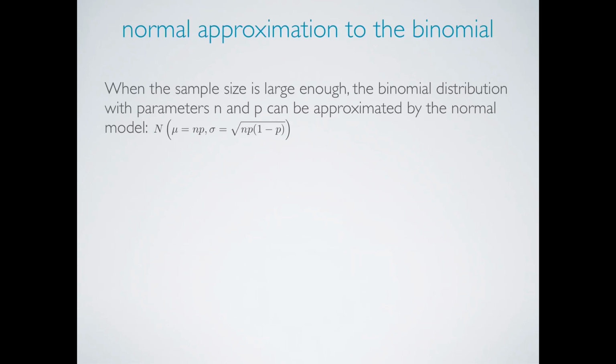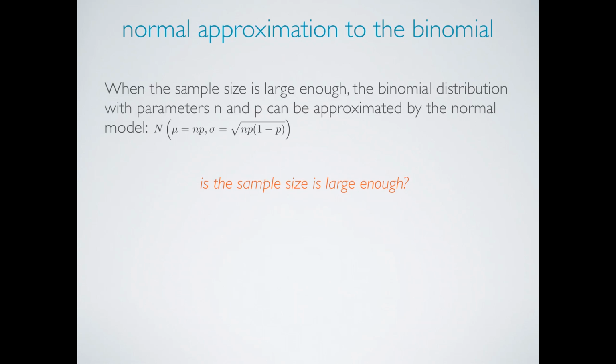When the sample size is large enough, the binomial distribution with parameters n and p can be approximated by the normal model, where the parameters of the distribution, so the mean and the standard deviation, can be calculated the same way we would calculate the binomial mean and standard deviation, as n times p and square root of n times p times 1 minus p.